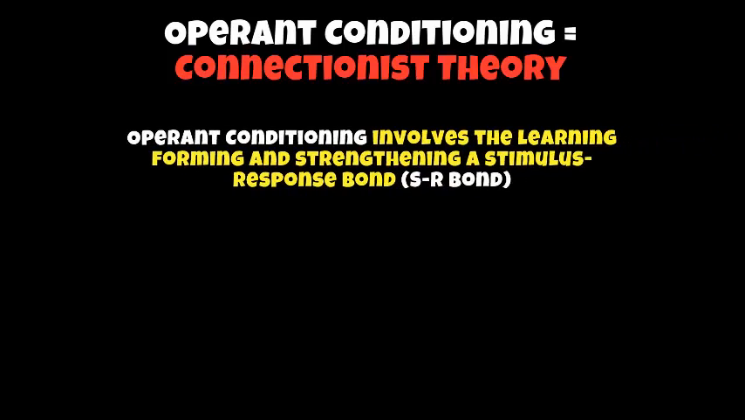Now operant conditioning, for the purpose of your exam, could also be called Connectionist Theory. So the two terms are interlinked. And operant conditioning involves learning, forming and strengthening what we call a stimulus response bond. So here is the stimulus, and you need to respond. I need to strengthen that bond between a stimulus and a response.